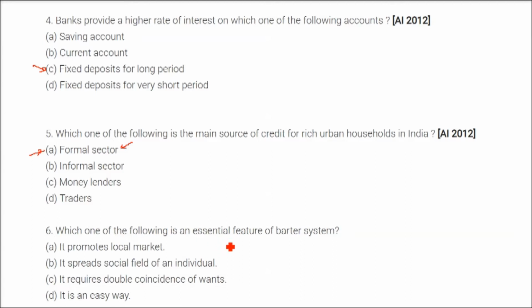Which one of the following is an essential feature of barter system? And it requires double coincidence of wants. That is, the person who is selling something and the person who is buying something, they both should have the requirement of each other's product. Otherwise, the barter system between them is not possible, or exchange is not possible.